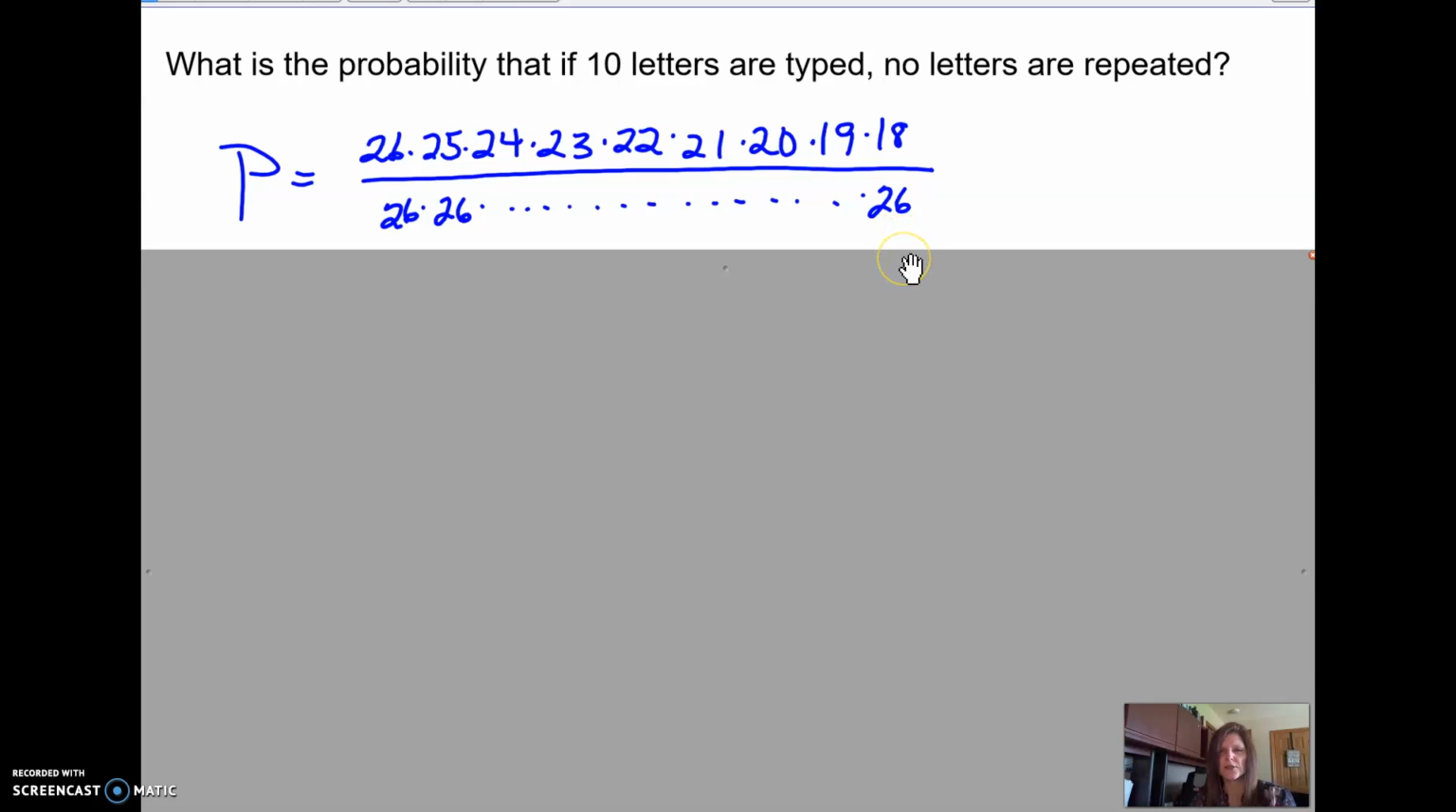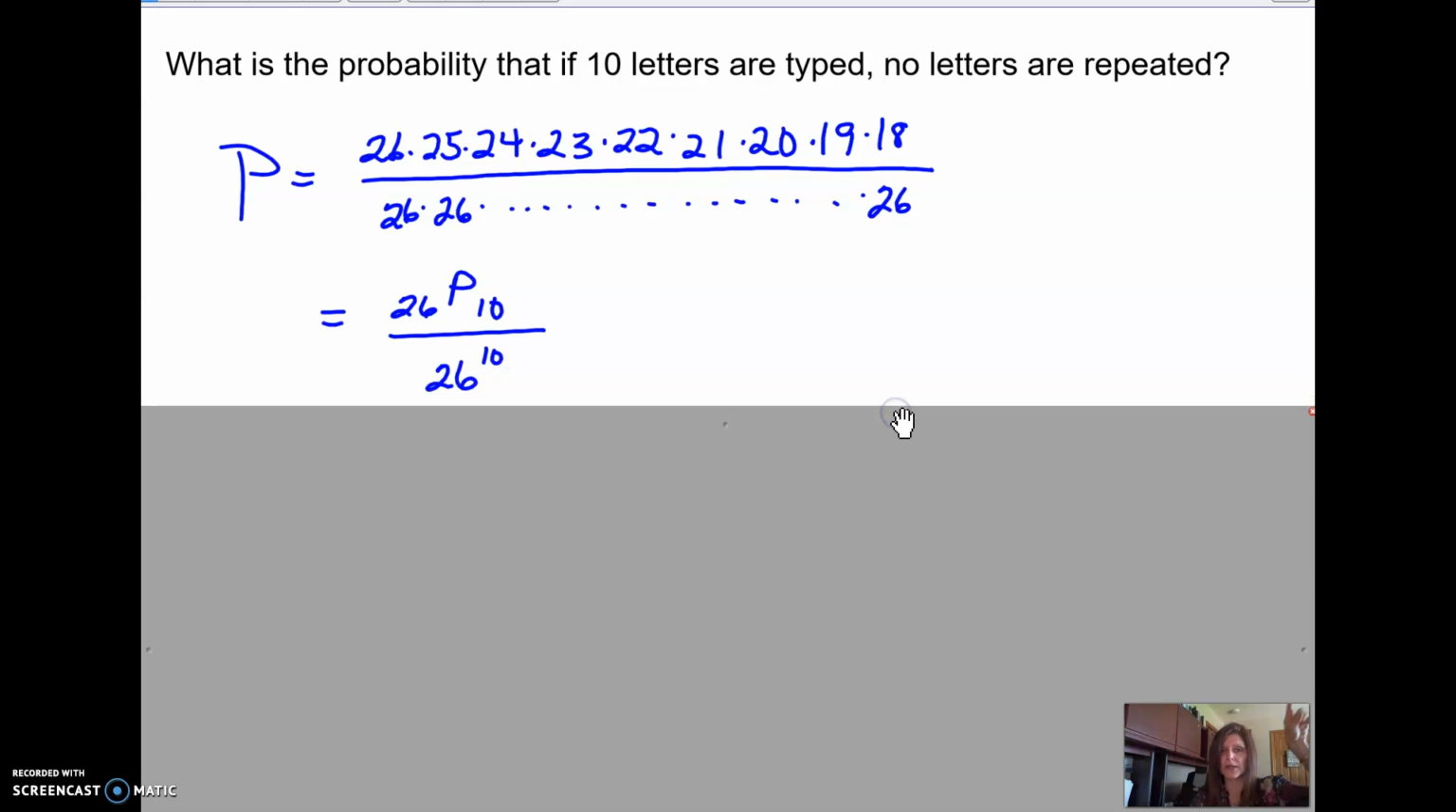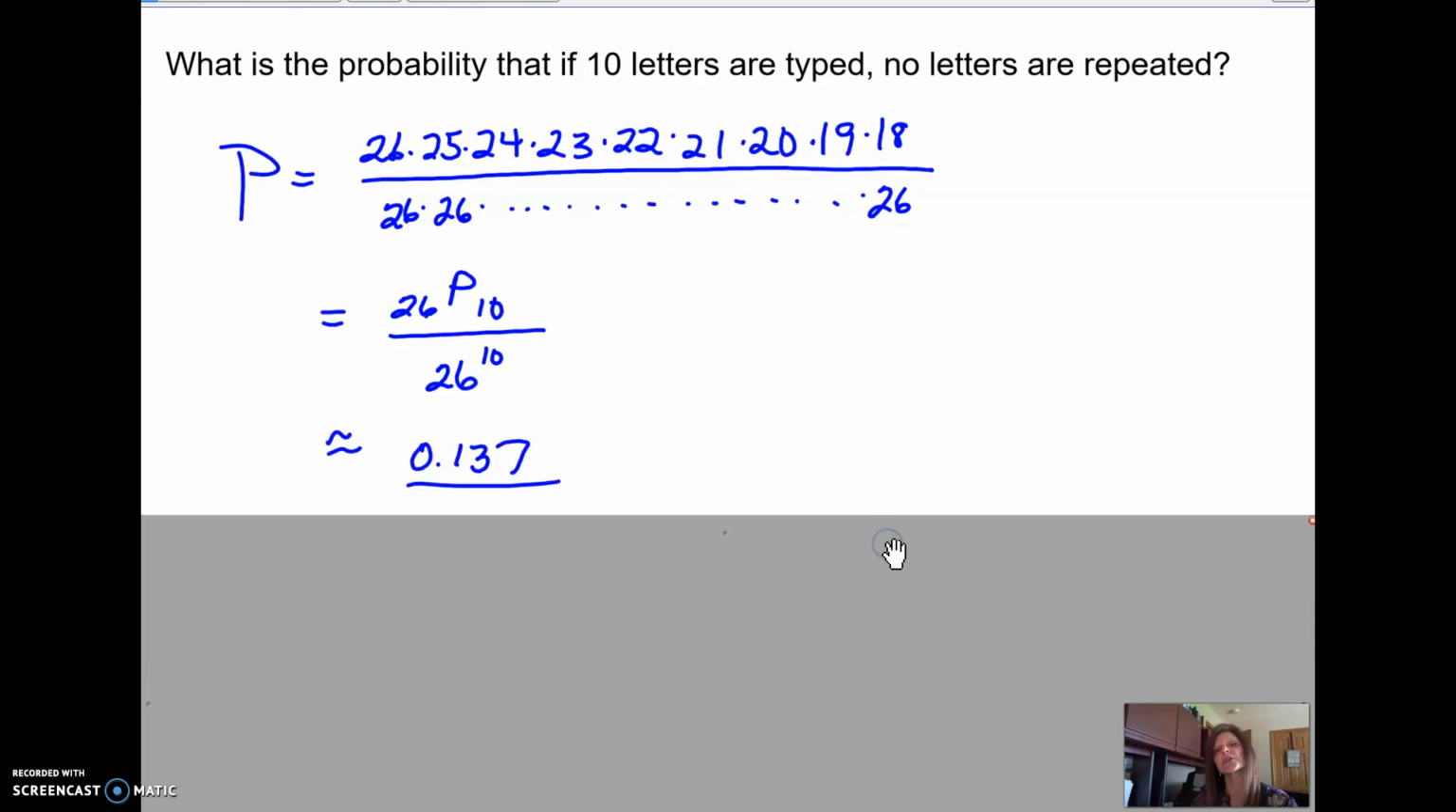There's a much shorter way to write this, and that would be the top, the permutation of 26 letters taken 10 at a time. And we use a permutation here because the order does matter, and because we're not repeating. There's no repetition of a letter. The bottom, though, would be 26 raised to the 10th power, right? Because it's 26 times itself 10 times. We would use our calculator to get our answers here, and when we do that, we should come up with about 0.137 or 13.7% probability.